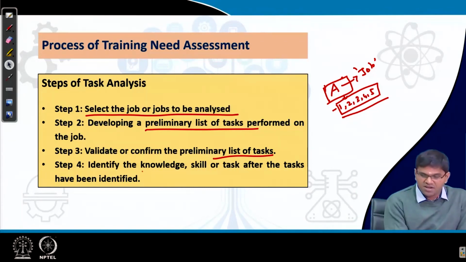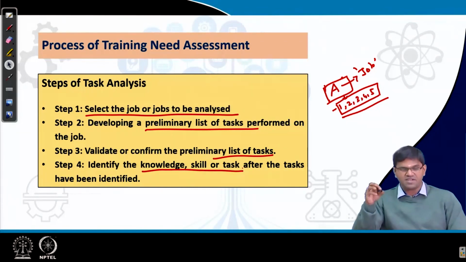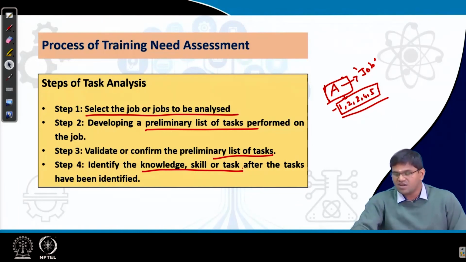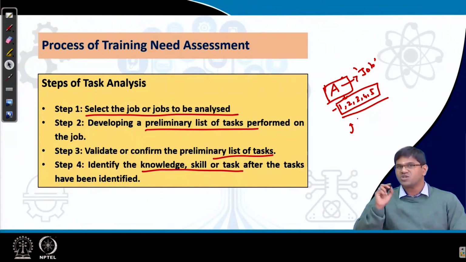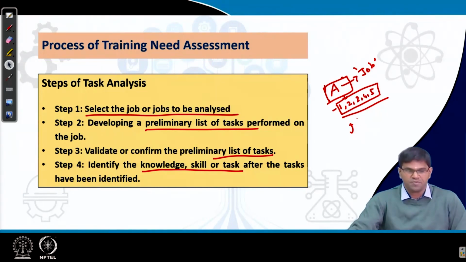Then identify the knowledge, skills and abilities after the tasks have been identified. Now we need to understand, okay, for this task, you identify the knowledge, skills and abilities which are required as part of this particular task, so that you will be able to know the match of the employees with respect to the task we are talking about.